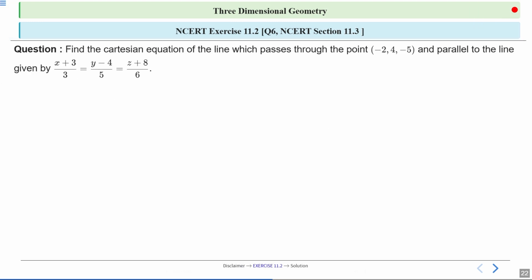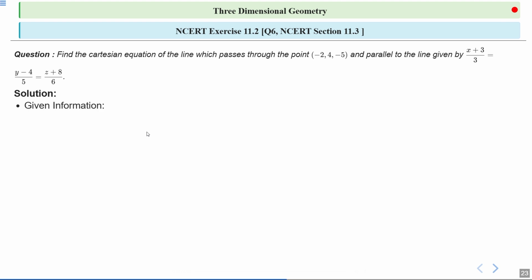In this question, you are given a point -2, 4, -5 and a line whose equation is x plus 3 by 3 equals y minus 4 divided by 5 equals z plus 8 divided by 6. Okay, and we need to find the Cartesian equation of a new line that passes through the given point and is parallel to the given line. So let's start the solution.